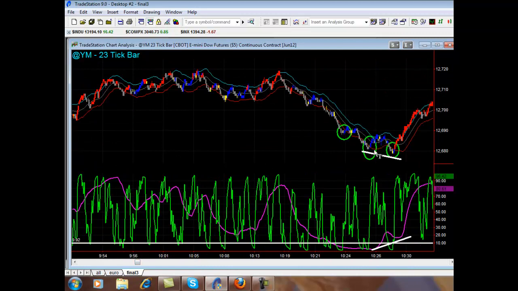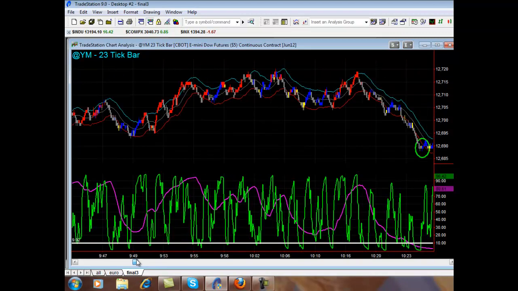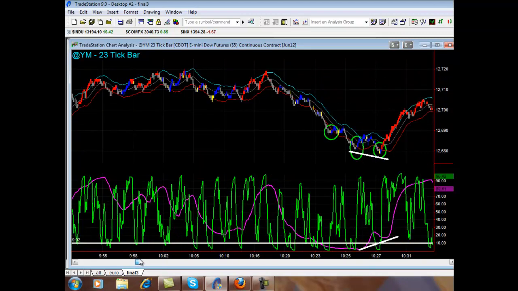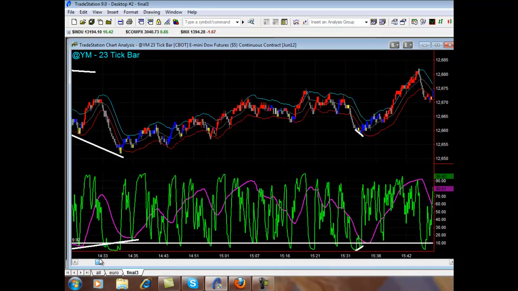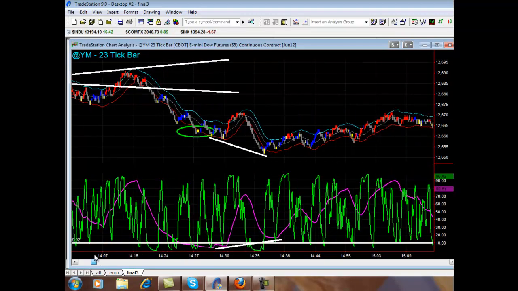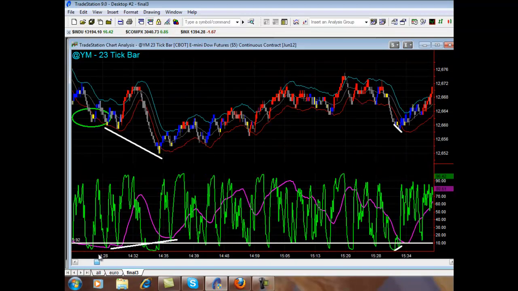Three more down here. Probably a losing trade or barely, probably not a scratch trade, probably a losing trade there, depending on your stop. Good trade there. And we're coming up to where I started here. So I hope that helps everybody.